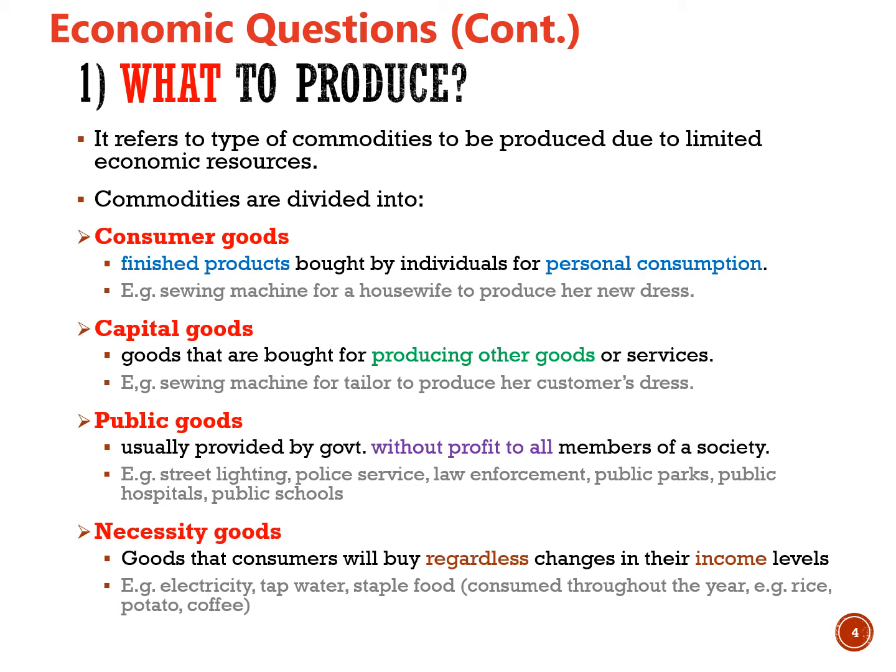Necessity goods are goods that consumers will buy regardless of changes in their income levels. Examples are electricity, tap water, and staple food. Staple food is food consumed by individuals throughout the year. In most Asian countries, examples of staple food are rice, potato, and coffee.